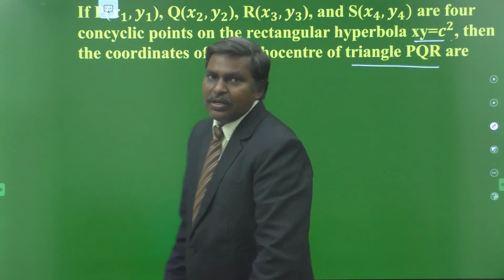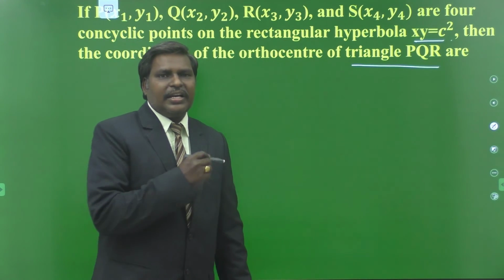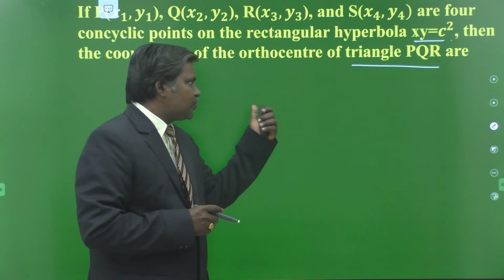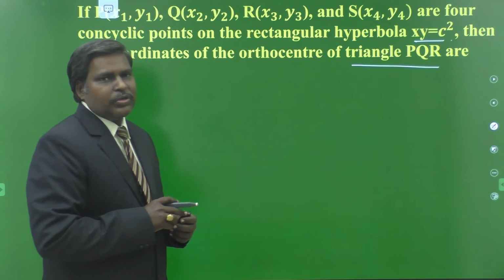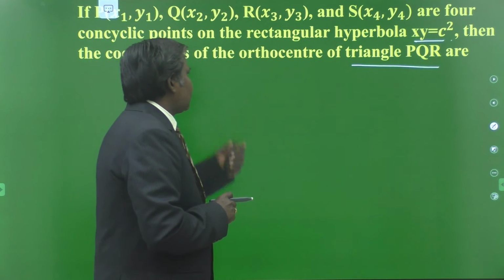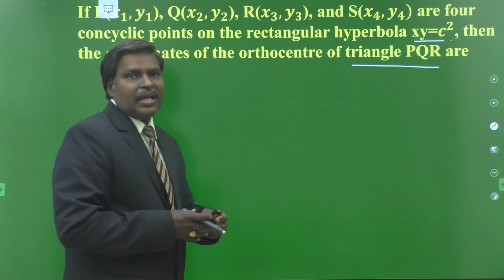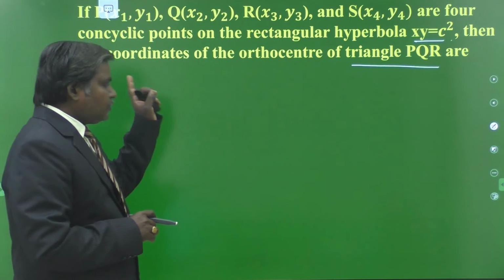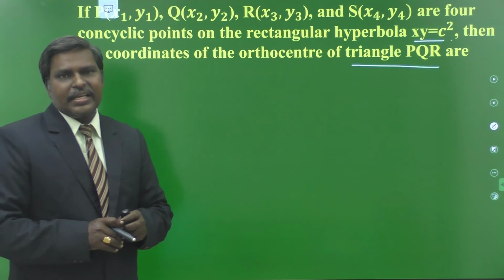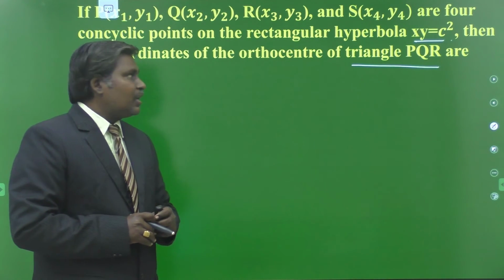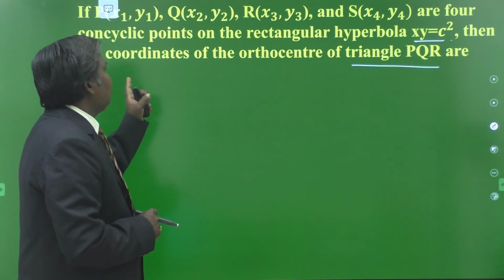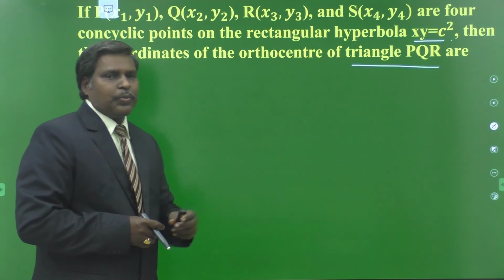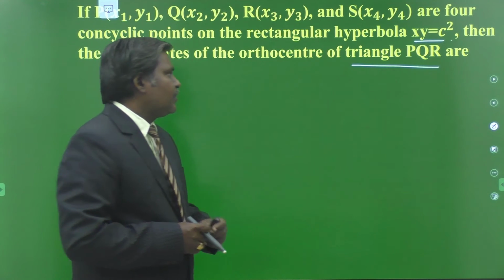This is the question. So we use the formula related to the orthocenter of the triangle formed by the 3 points on a rectangular hyperbola in this problem. That is why we proved that one. Very interesting question. There is a rectangular hyperbola, 4 points on it, and those 4 points are also concyclic. Moreover, they are asking for the orthocenter of the triangle formed by the 3 points PQR in terms of the fourth point.